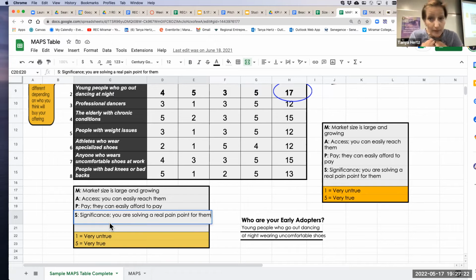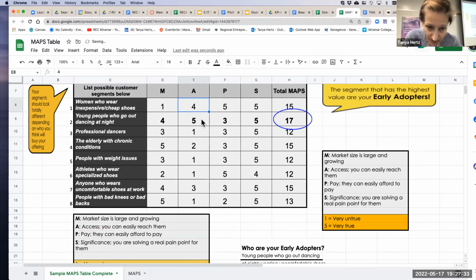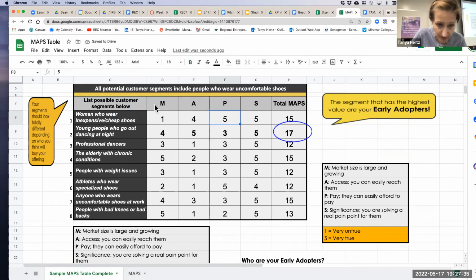Is it a real problem, a pain point that you're curing, or is it just a nuisance? A nuisance gets a 1, a real true pain is a 5. Once you make those assessments about each of the different MAPS for each market segmentation, add them all up on each line, and whatever the highest number is, that's the early adopter segment that you should first explore.